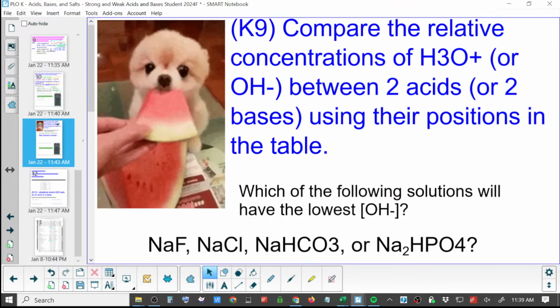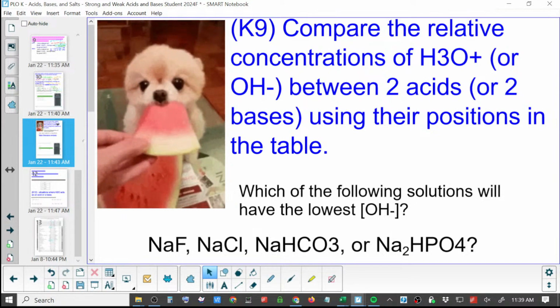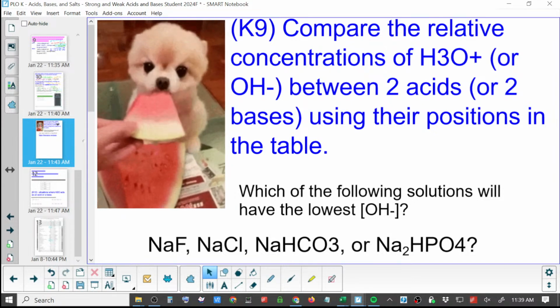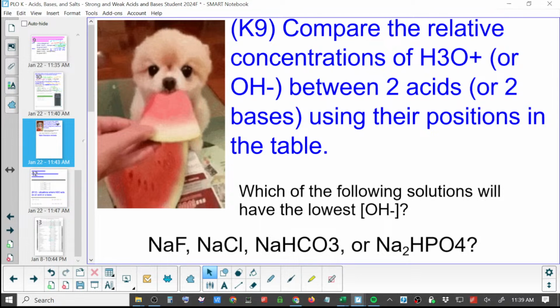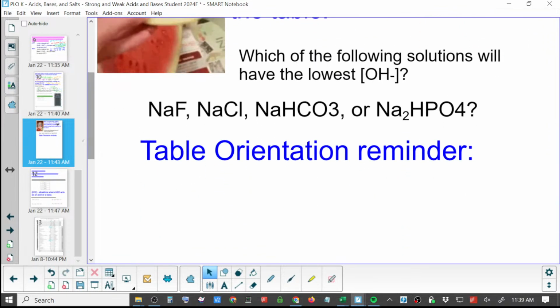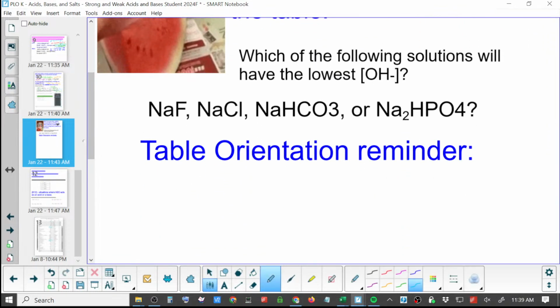Okay, compare the relative concentrations of HCl plus or OH minus between two acids using their positions on the table. We had to do that just now. For the last one, you had to look up relative strengths. This is using that particular knowledge again. Which one of these would have the lowest concentration of hydroxide? What is that asking you?